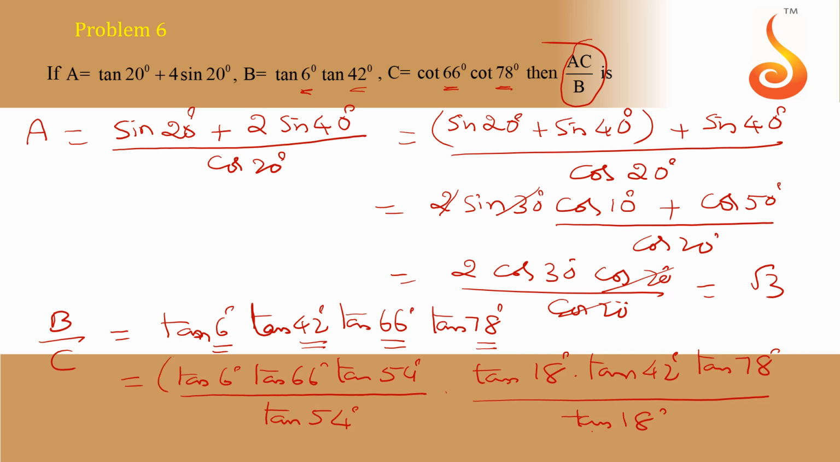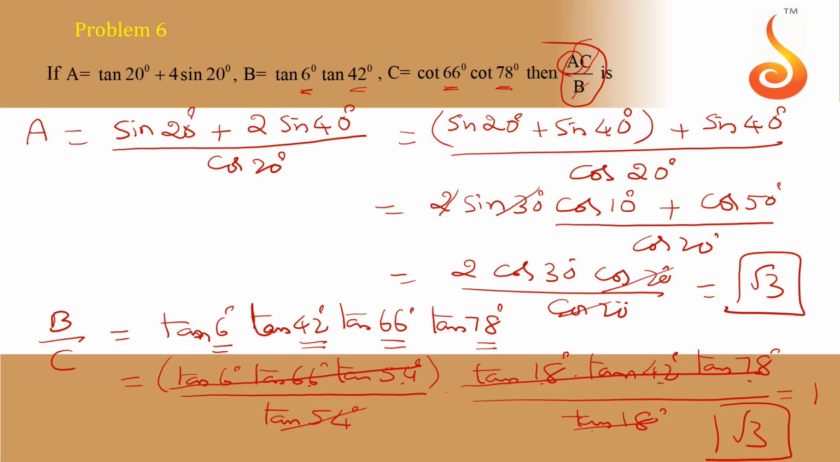So by the formula, it should be tan theta, tan of 60 plus theta, tan of 60 minus theta, so it should be tan 3 theta, which means tan 18 degrees. This gets cancelled. Tan theta, tan 60 minus theta and tan 60 plus theta give tan 3 theta, and for 18 it is 54. So this gets cancelled. So B by C value is equal to 1, which means B and C are equal. So in our question, AC by B, this C and B get cancelled. The question remains as A, whose value is root 3. So the answer is root 3.